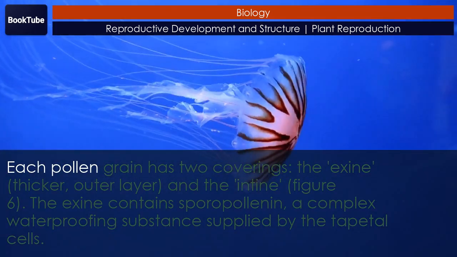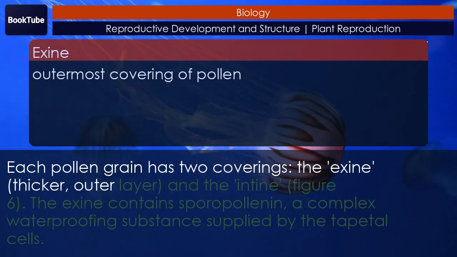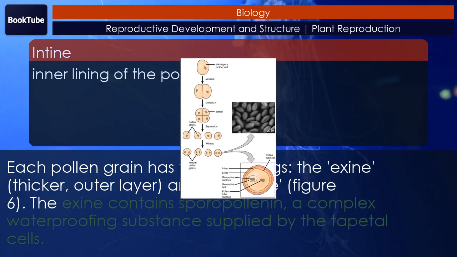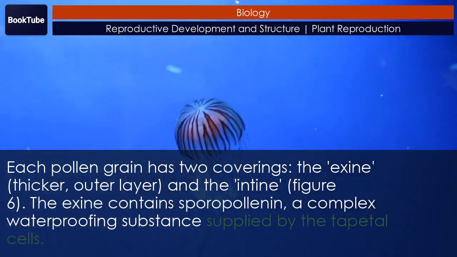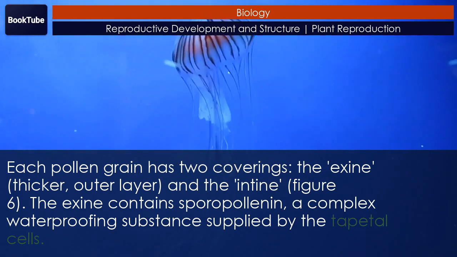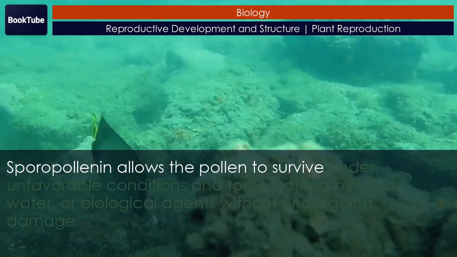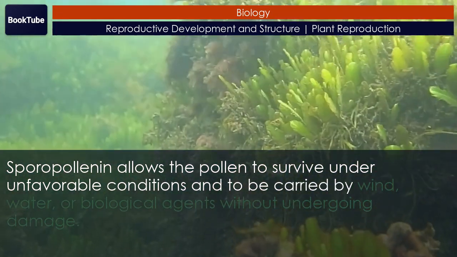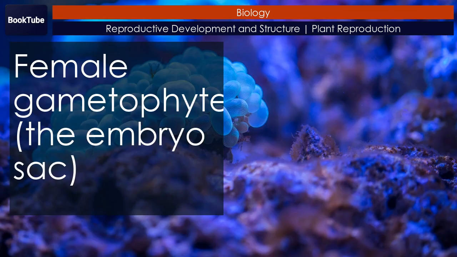Each pollen grain has 2 coverings: the exine, the thicker outer layer, and the intine. Figure 6. The exine contains sporopollenin, a complex waterproofing substance supplied by the tapetal cells. Sporopollenin allows the pollen to survive under unfavorable conditions and to be carried by wind, water, or biological agents without undergoing damage. Female gametophyte, the embryo sac.